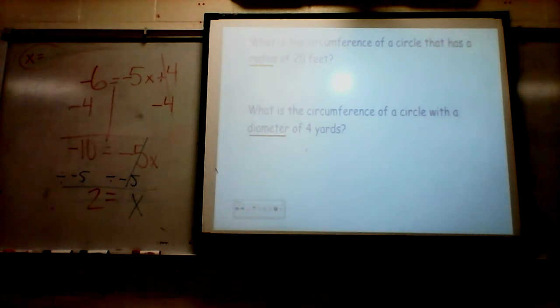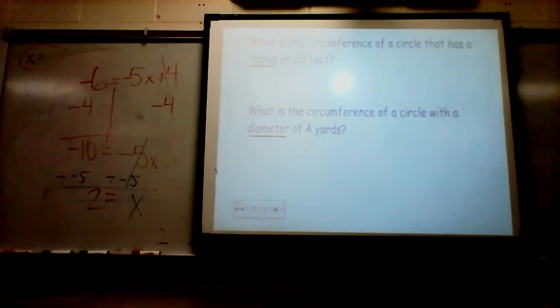Okay, on your own, on your scrap piece of paper or on your smartboard files, go ahead and complete these two problems. Here's a hint. Before you get started, draw the picture. Pause this tape now.